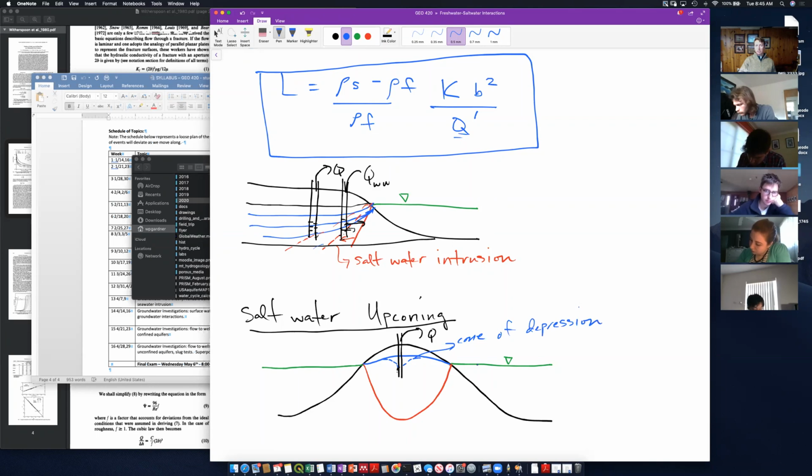And you can think about this intuitively. In order for groundwater to flow into my well, I have to reduce the head in the well so that the water will move from high potential to low potential. All right. So I have to have this cone of depression in order to pump.